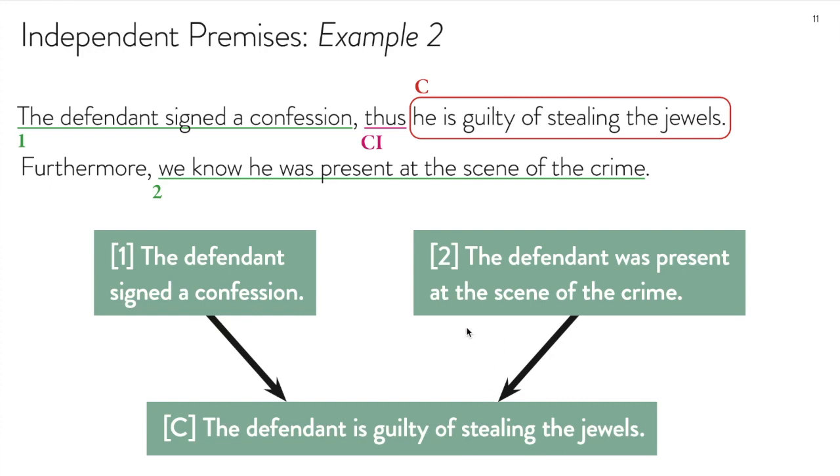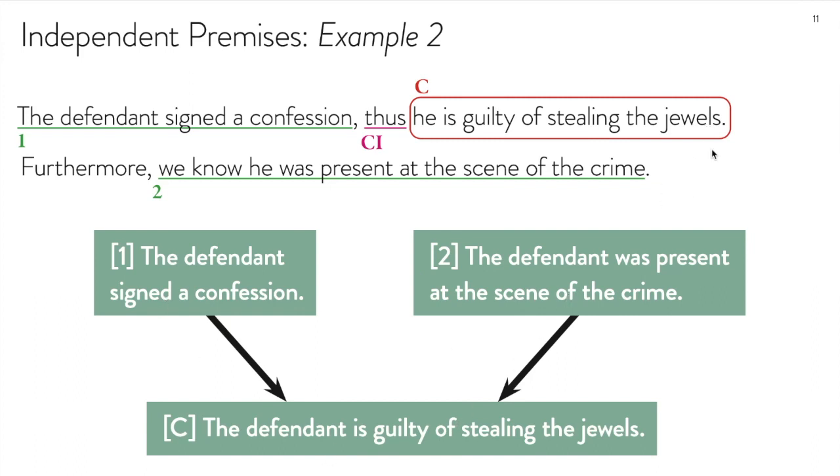And vice versa. Suppose the confession's good, but we learn that we're not sure anymore if the defendant was present, so we erase number two here. But hey, they still signed the confession. So what I'm saying with these examples is, get rid of one of these, you still have the other one. So if I'm going to show that the defendant is innocent, I have to do two things: refute the confession and show that the defendant was not present. I have to do both, because if I only get rid of one, the other one is still there. So that's independent premises.